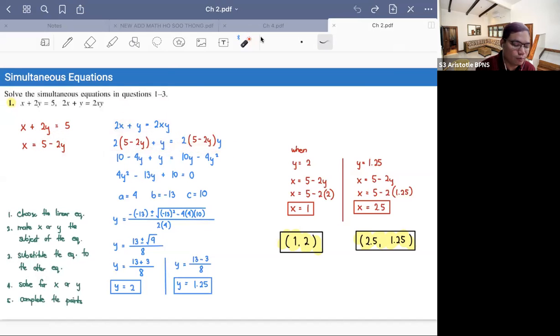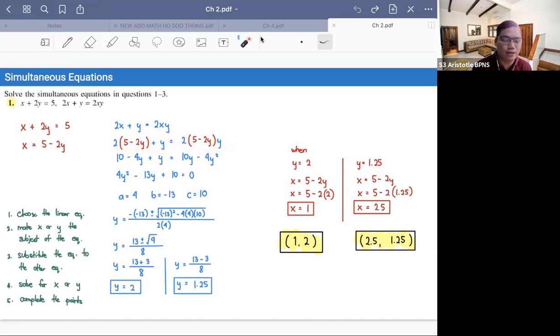From 2x, it became 2 times 5 minus 2y. Of course, it came from here. And then you bring down y. And then from here, 2xy, meaning 2, and then x there becomes 5 minus 2y here. And then you still have this y, so you have to bring that down there. All right. So this is what we got right now.